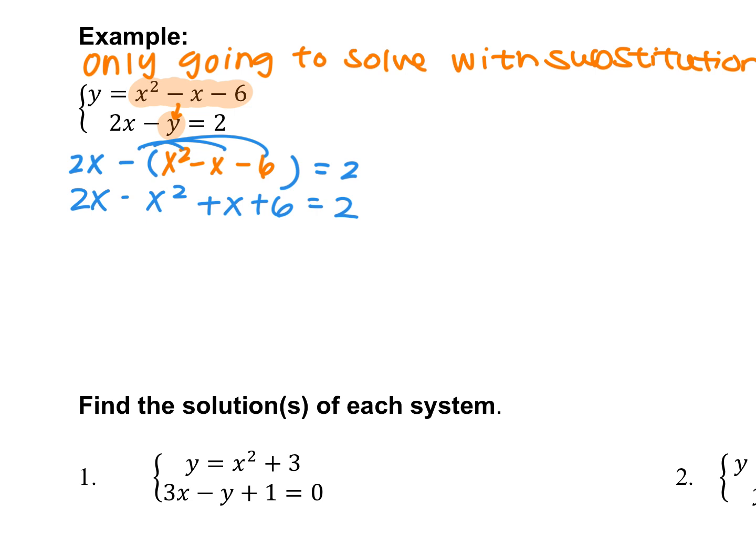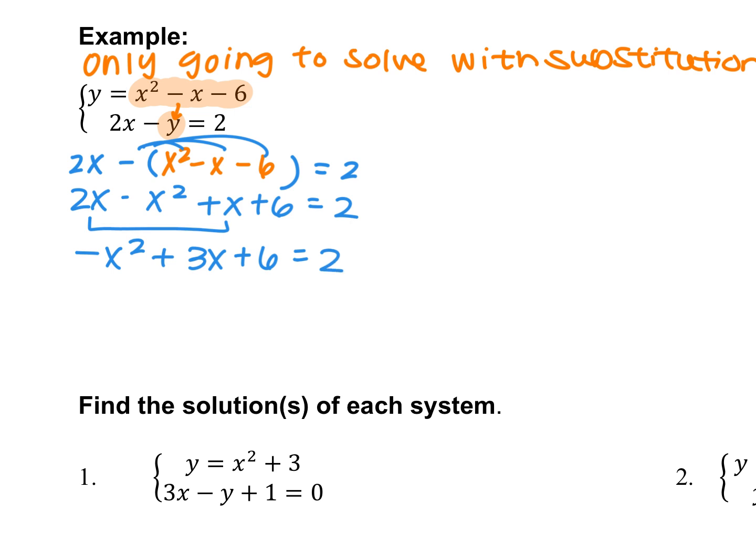Now, let's combine our like terms. So see how I have a 2x and a 1x? So I'm going to do negative x squared plus 3x plus 6 equals 2. Like that.